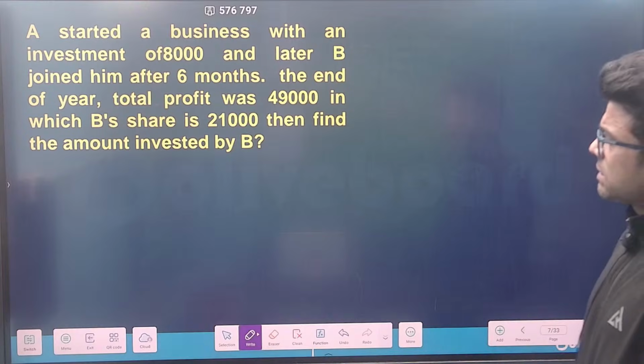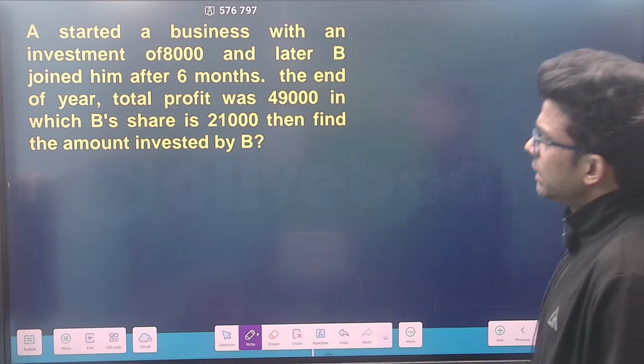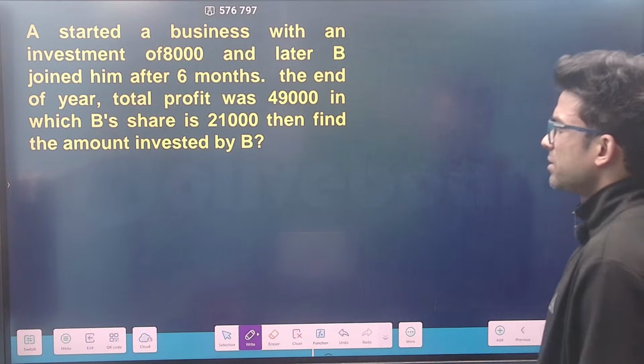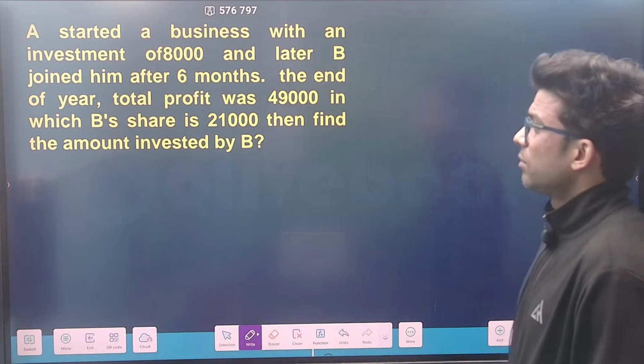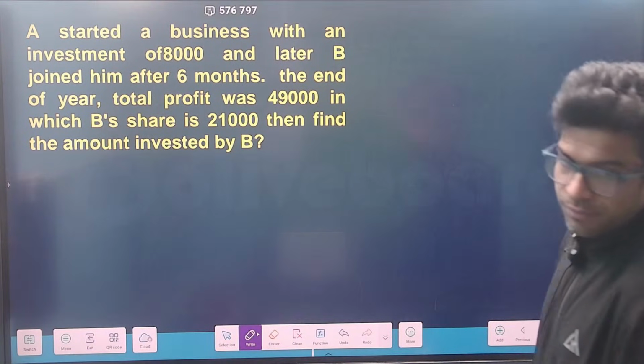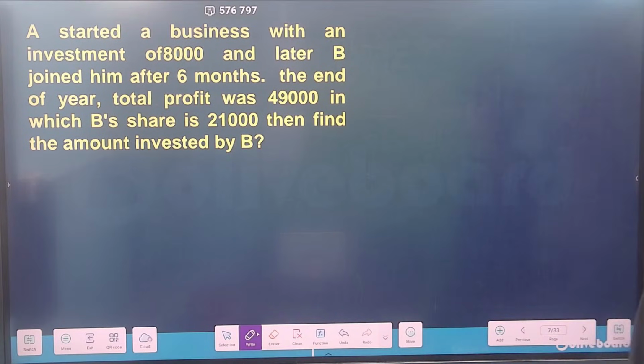A started a business with an investment of 8,000, and later B joined him after 6 months. At the end of the year, the total profit was 49,000, in which B's share is given. Then find the amount invested by B. So how much amount is B investing here? You can answer me. Come on, try and understand.